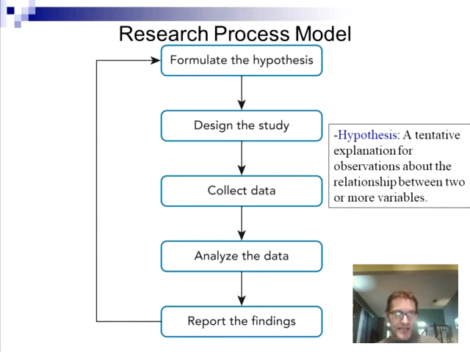Here is the research process. This is sort of like the way science works. Formulate a hypothesis. A hypothesis, by definition, is a tentative explanation for observations about the relationship between variables. That is kind of the definition of a theory, wasn't it? A theory is a tentative explanation for the observations that I've seen. Okay, given observations or theories, we use the deductive method to generate hypotheses from theories. Given a theory, we deduce a hypothesis.